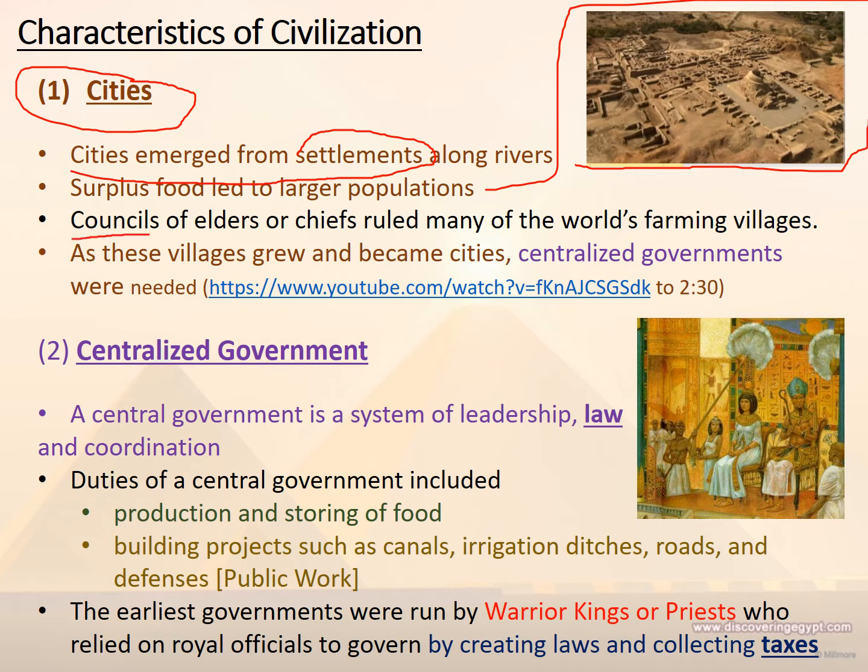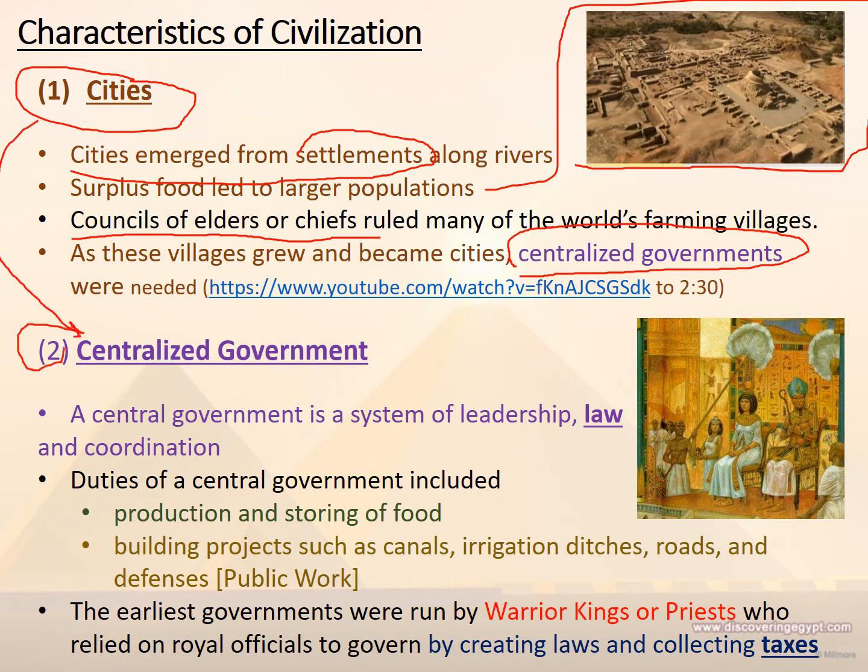Initially, a lot of these cities were ruled kind of by a group of elders or chiefs, but as they grew too big for that, you saw either one family or one group take control and create a more centralized form of government. You needed this to kind of keep order, whether this was a group that seized power for themselves or were given power by priests or signs of the gods. And we don't really know the earliest origin of this because it's all lost in myth. But a second characteristic then is centralized government.